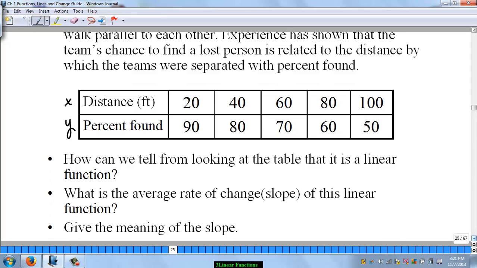So first of all, how can we tell from the table that it's a linear function? Well, here is where you're going to use the carets again. So we're going to do the caret here, so I increase 20 here, increase 20 here, increase 20 here, and increase 20 here. So this is a constant. That's a good sign. And then here I went from 90 to 80, so that dropped 10, drop 10, drop 10, drop 10. So how can we tell from looking at the table? Well, we have a constant rate of change.